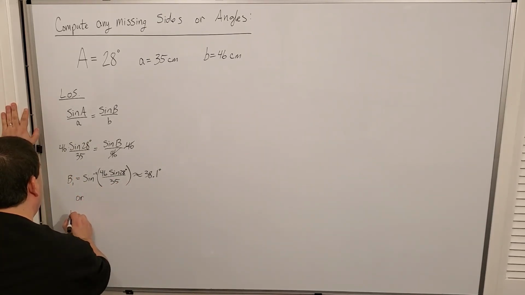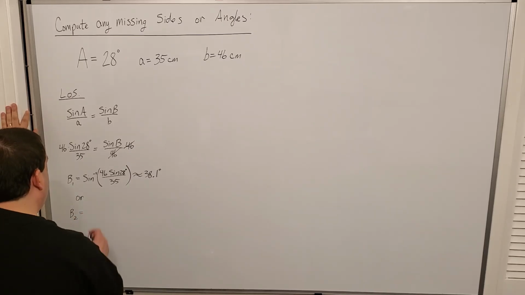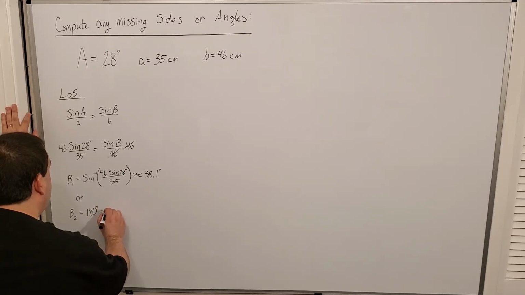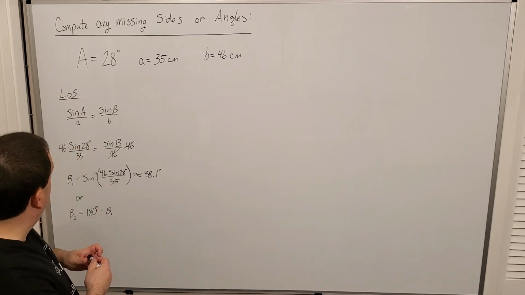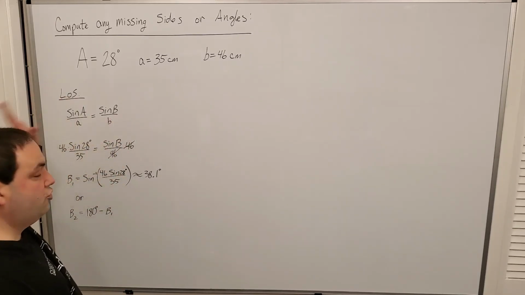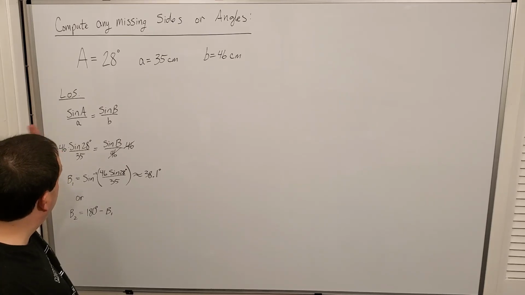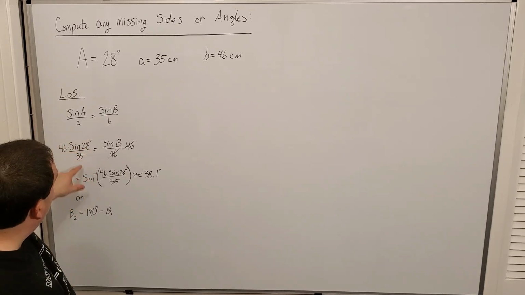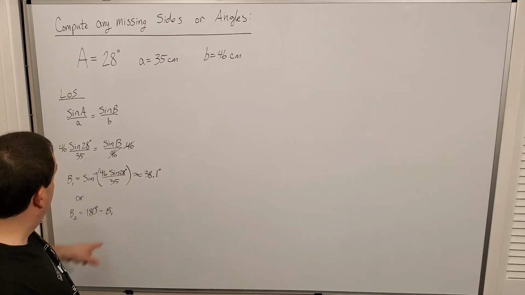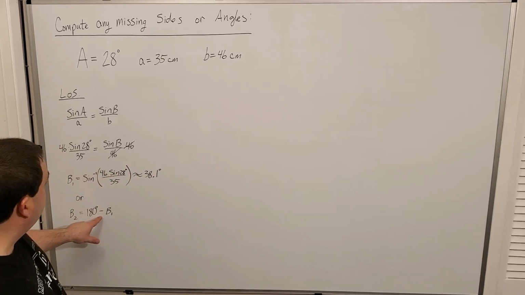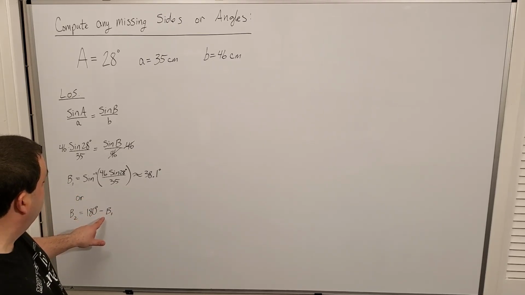Or B sub 2 is going to be 180 degrees minus B sub 1, because remember what we said a moment ago, solving this just like a trig equation from last unit. Since this is a quadrant 1 answer, the quadrant 1 answer is also the reference angle. So I'm finding the quadrant 2 answer by applying the 38.1 here as a reference angle, okay?